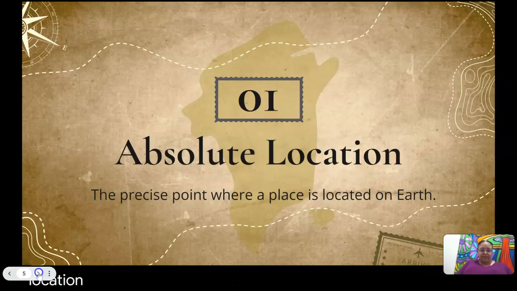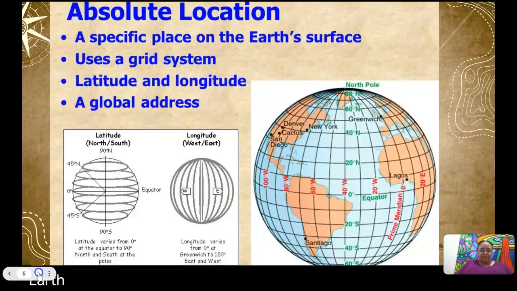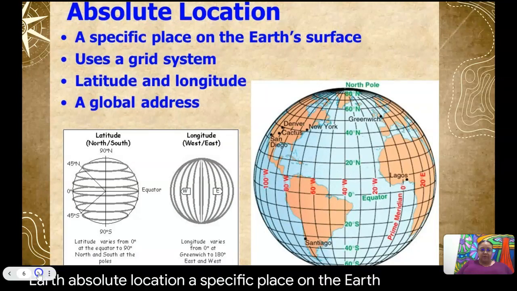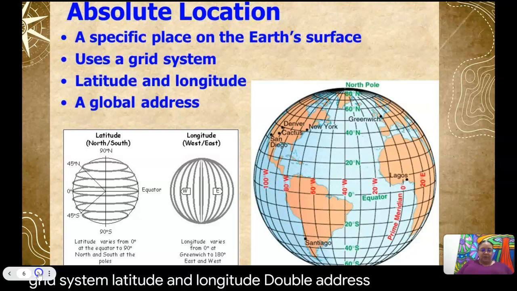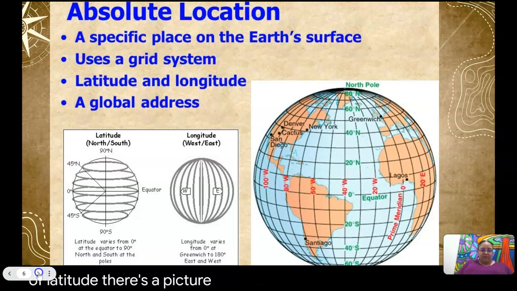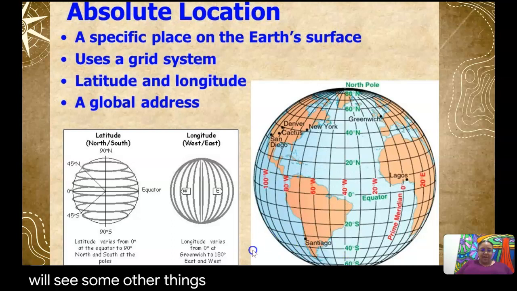Absolute location. It is the precise point where a place is located on Earth. Absolute location. A specific place on the Earth's surface uses a grid system, latitude and longitude, a global address. There's a picture of latitude, there's a picture of longitude. As you'll notice, here is the North Pole. Down here at the very bottom is the South Pole, and you will see some other things as we go along in the presentation.